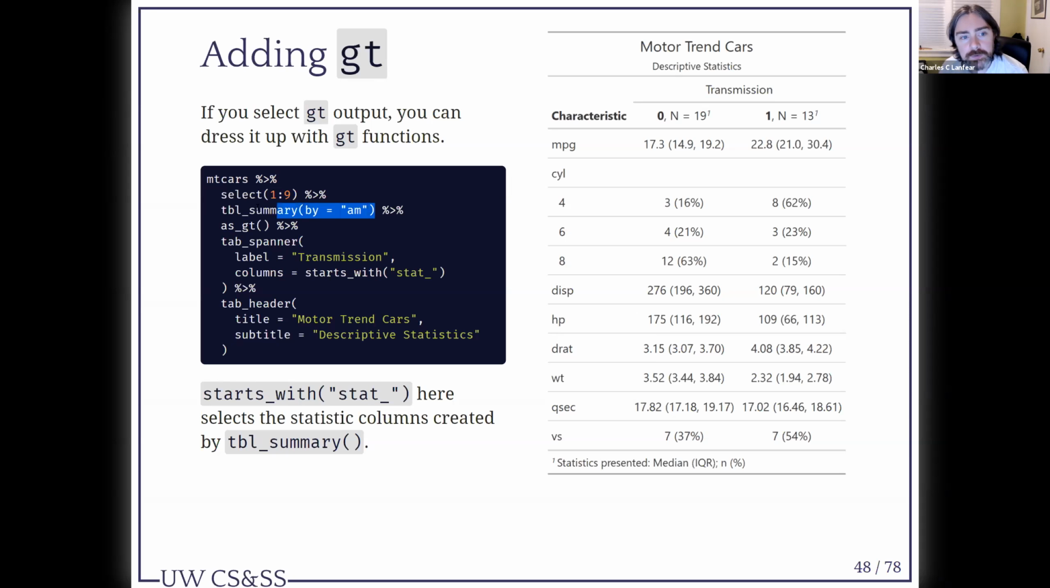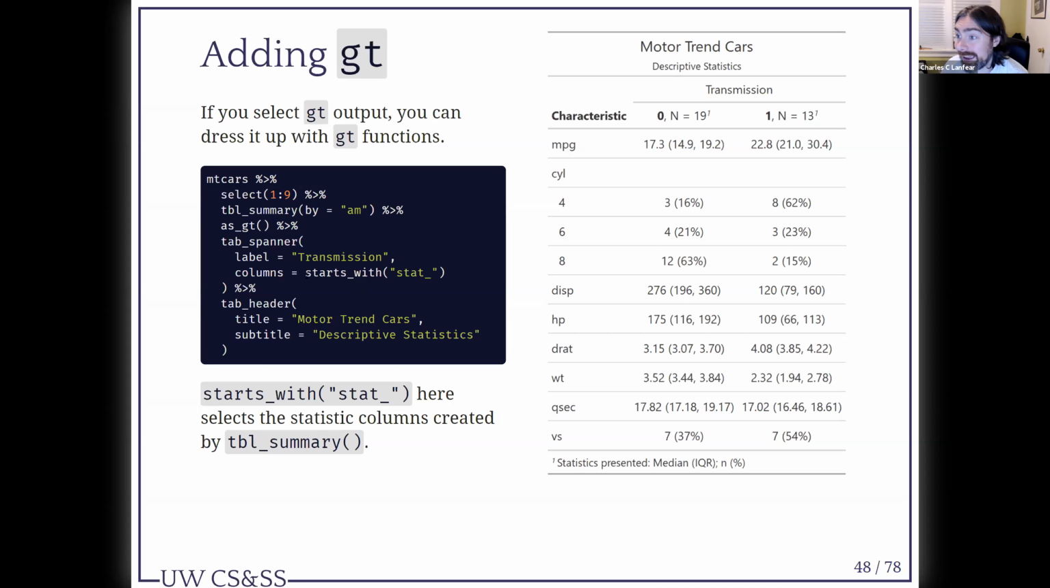So I took that table summary I did before. Then I say I want it to be a GT object using the asGT function. Then I added a header up at the top and a spanner here, transmission levels here. You can do all kinds of stuff like that.